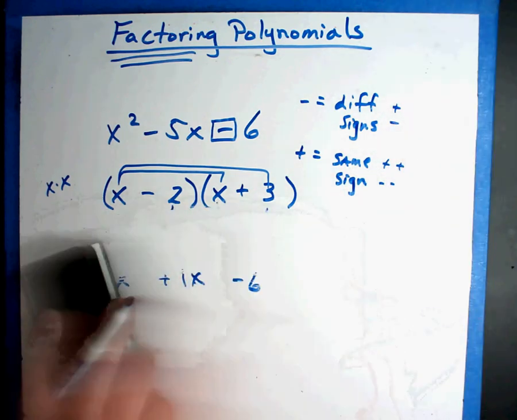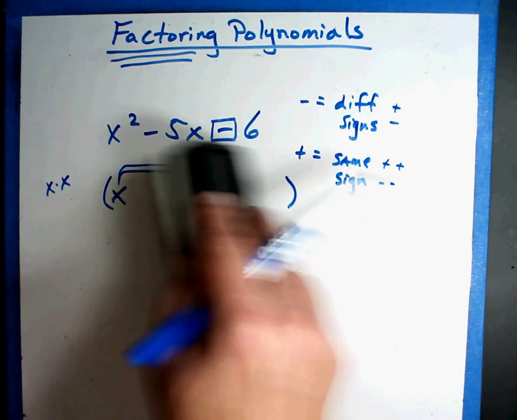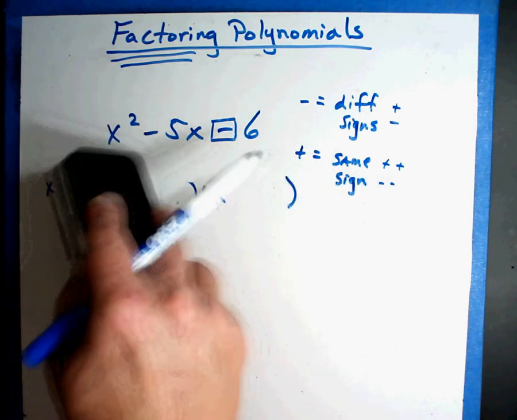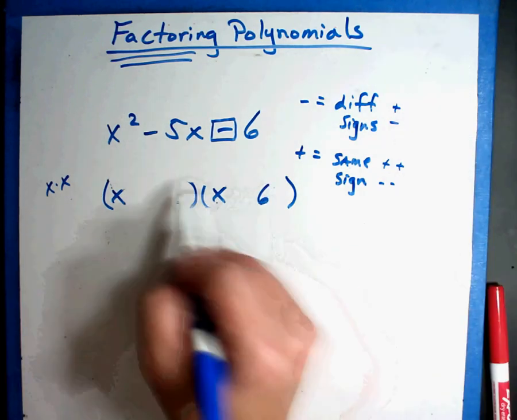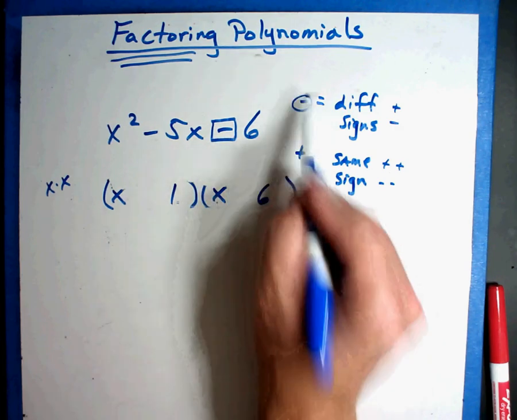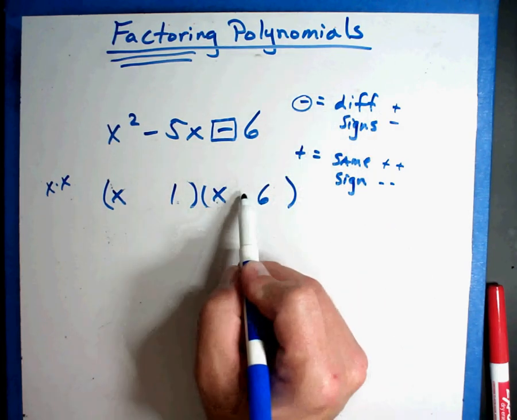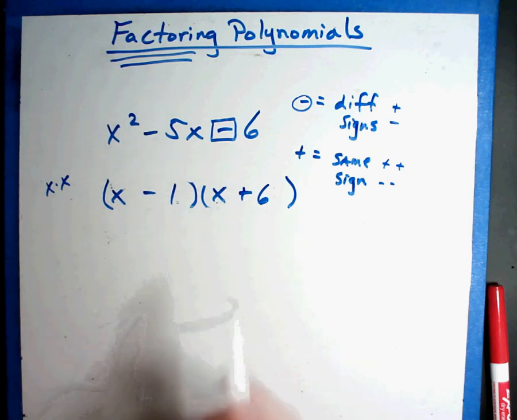You don't always get it right the first time. So let's try again. Okay, 3 and 2 didn't work. What else makes 6? Oh yes, 6 and 1. Now it's a minus sign, so I have to use opposite signs. Plus, minus. All right, check my work.